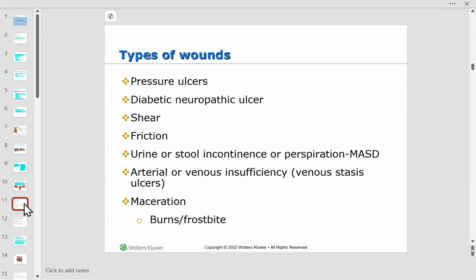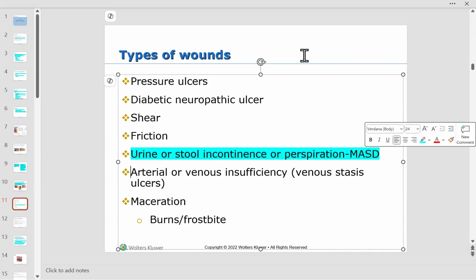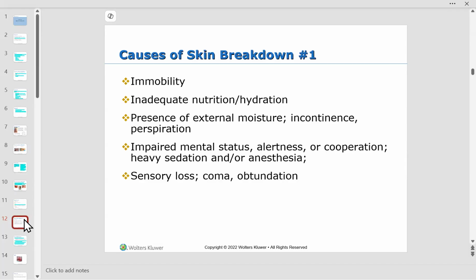Okay, different types of wounds. There are pressure ulcers, diabetic neuropathic ulcers. You can have shearing of the skin if you don't move a patient right. Friction and shear is when you drag them across with the sheet, you can actually give them a road rash. Urine or stool incontinence or excessive perspiration can cause moisture-associated skin damage, MASD. Okay. And that's something we're going to talk about in a minute. I'll show you even a picture of it. So if someone is sitting in urine for a long time, this is what can happen. Then you can have venous stasis ulcers or arterial ulcers. And then you can have things like burns, frostbite, right? Those types of things.